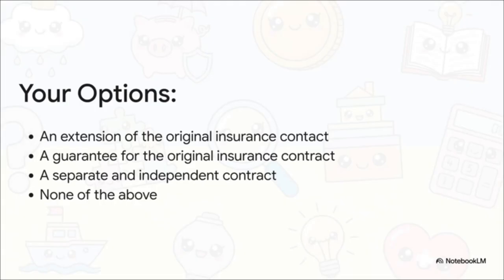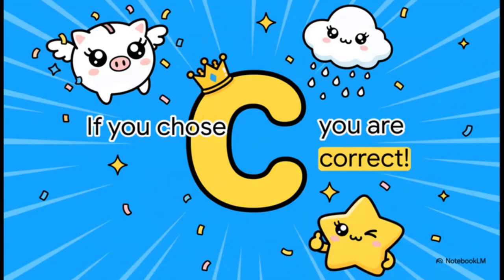Okay, here are your options. Is it A, an extension of the original insurance contract, B, a guarantee for the original insurance contract, C, a separate and independent contract, or D, none of the above? Take a second and lock in that answer. And the correct answer is C. If you chose C, you are absolutely right. A reinsurance contract is a separate and independent contract.